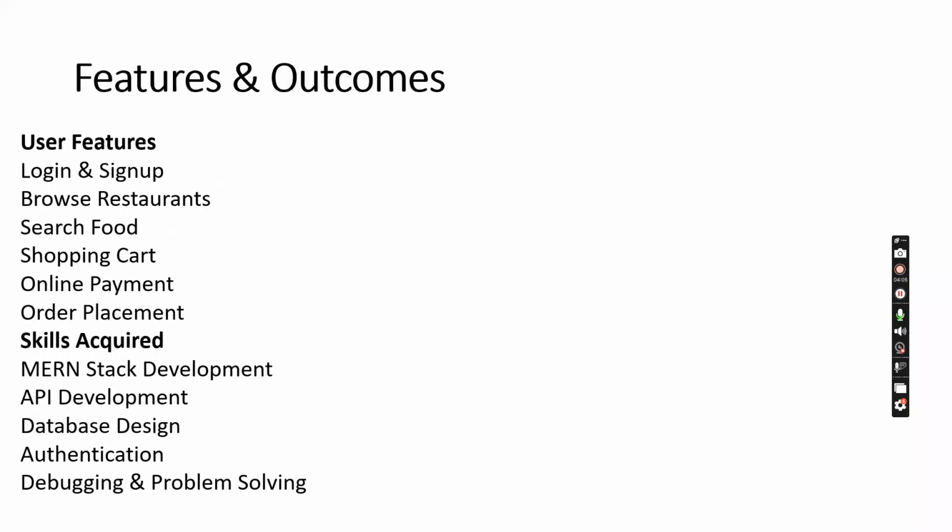Now, the features and outcomes that we would be expecting are the login and sign up pages, which will be at the start of the app, and the users can register, login, browse restaurants, search for food items, add products to the cart, and place online orders. Administrators can manage restaurants, menus, and food items.